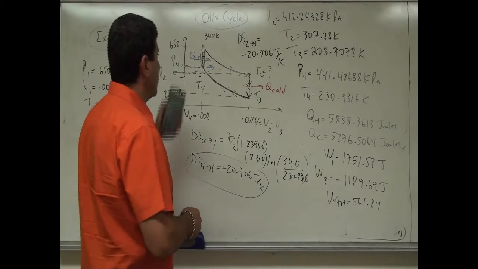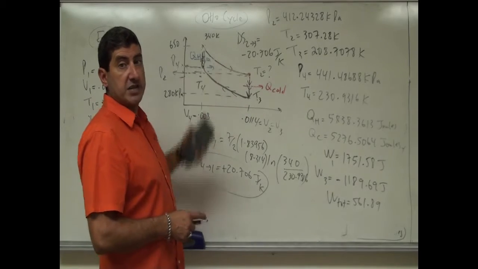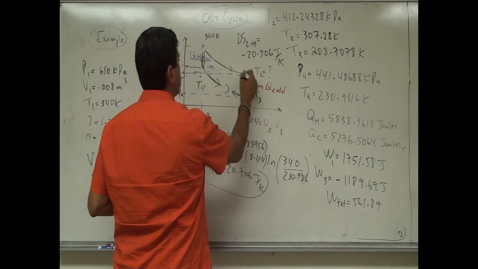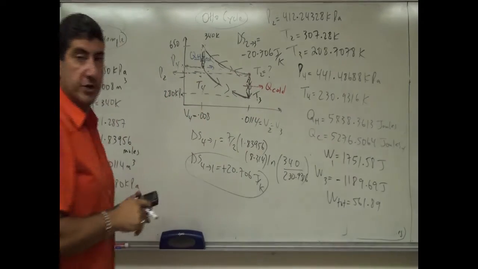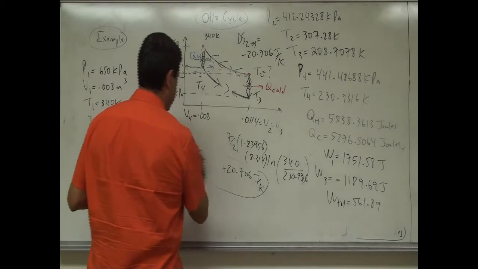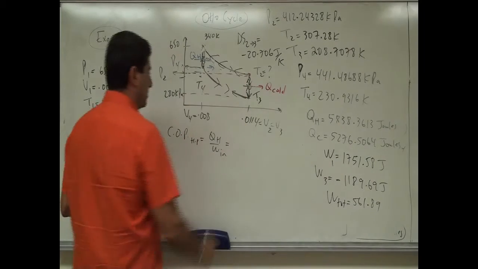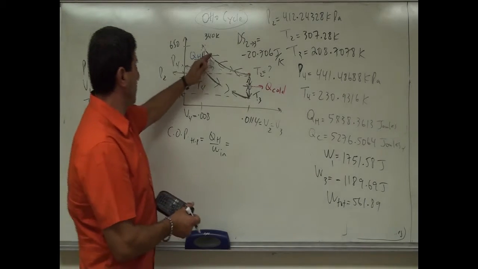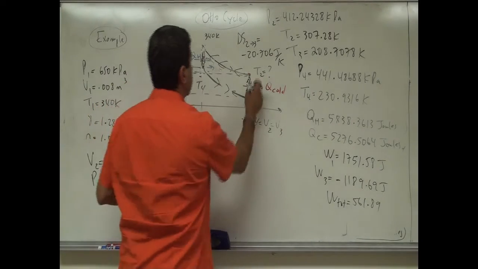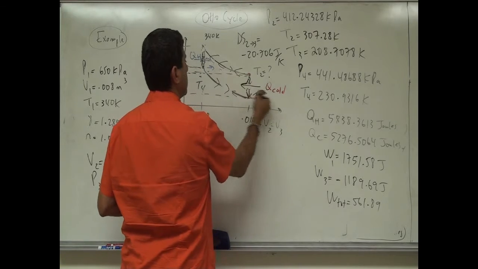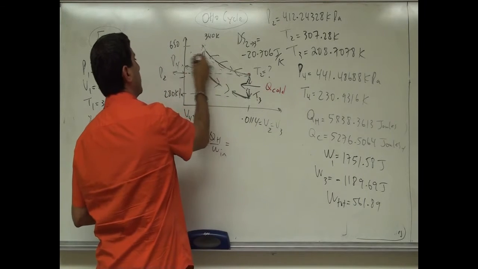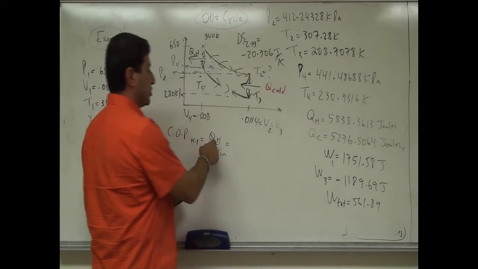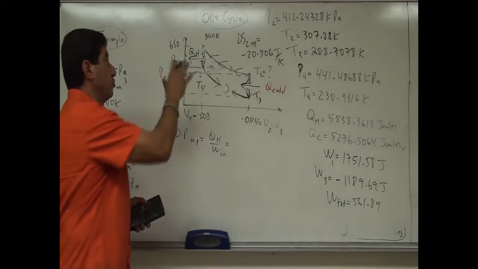The last question was, if we run this Otto cycle backwards, we go down and we go this way, this way, this way, what would be the coefficient of performance? So the QH would be how much heat we would dump to the room, basically, if we run it backwards. This one will go this way, and then the QH would go this way.